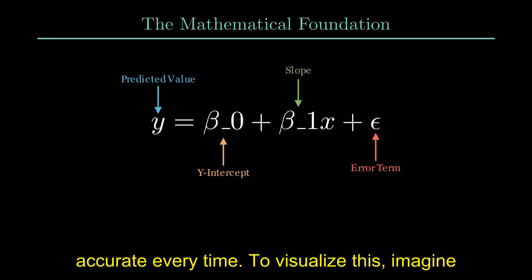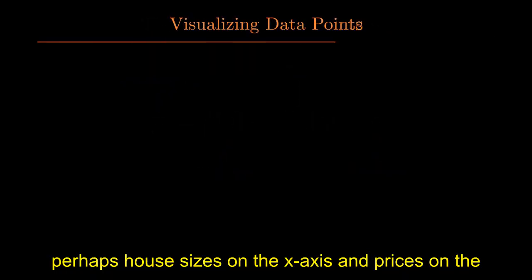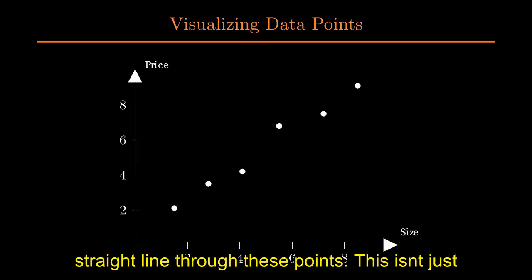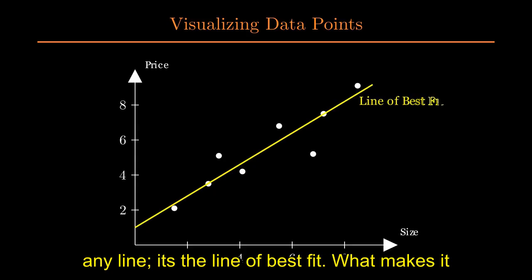To visualize this, imagine plotting your data points on a scatter graph, perhaps house sizes on the x-axis and prices on the y-axis. Each point represents a house you know about. Simple linear regression then draws a single, straight line through these points. This isn't just any line, it's the line of best fit.